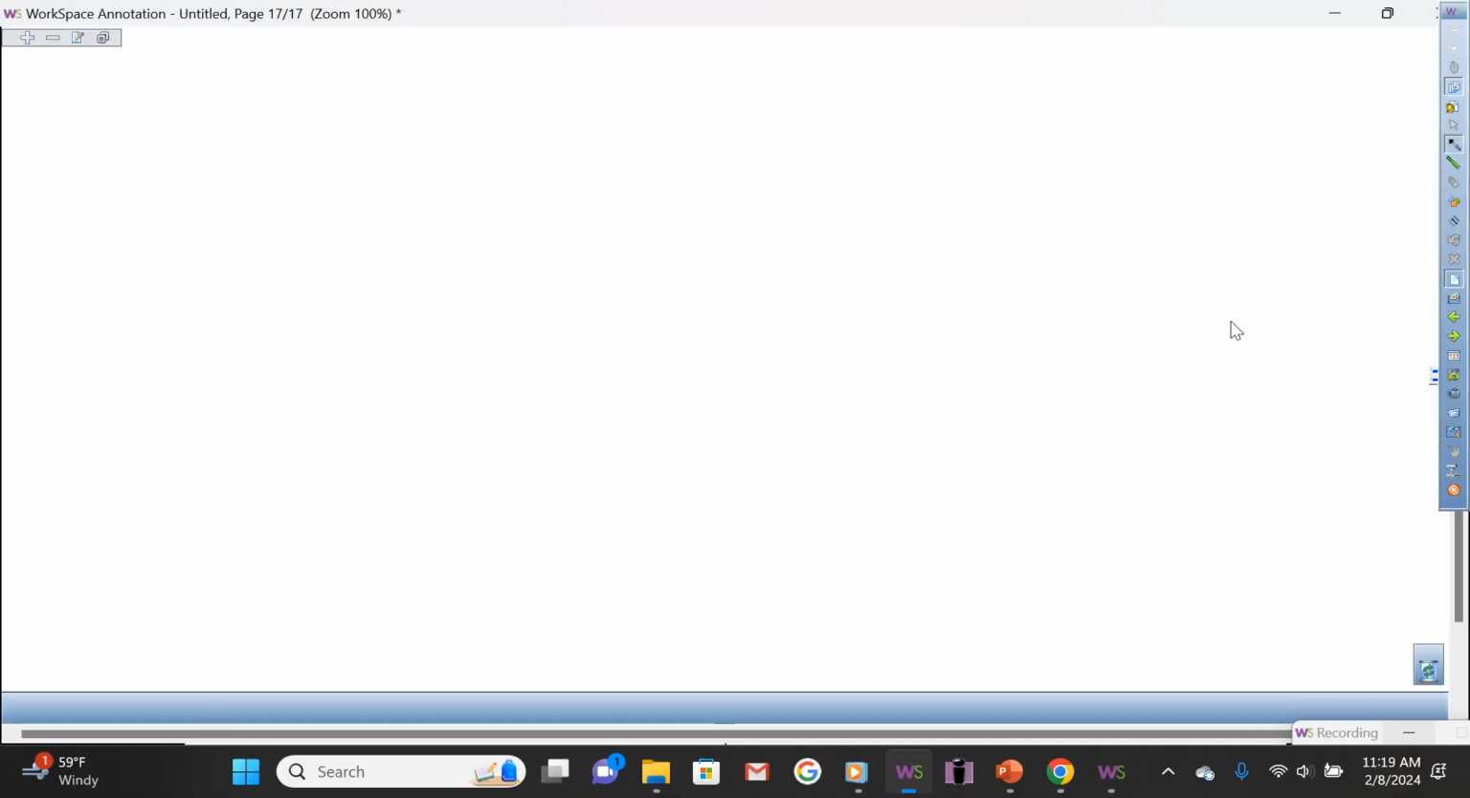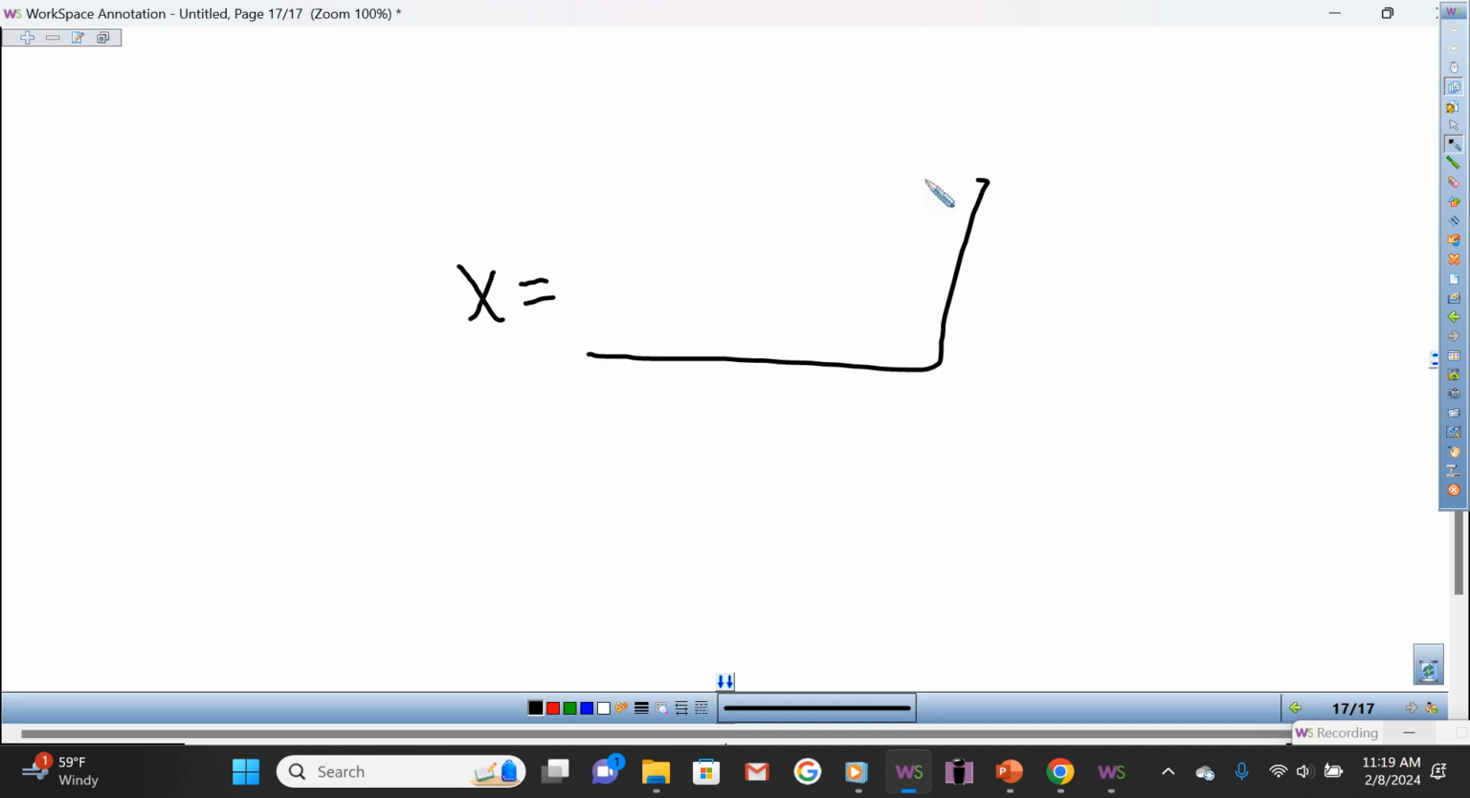So therefore, if I was talking about solutions, what would that look like? Share with your neighbor, what would that look like in regards to a solution? x equals a complex solution. All right, good communication.